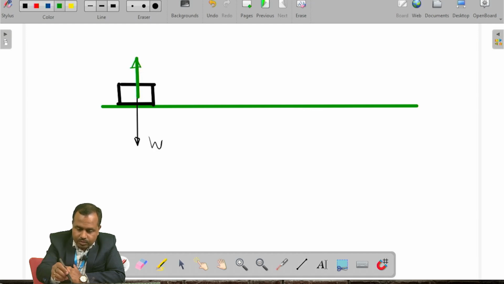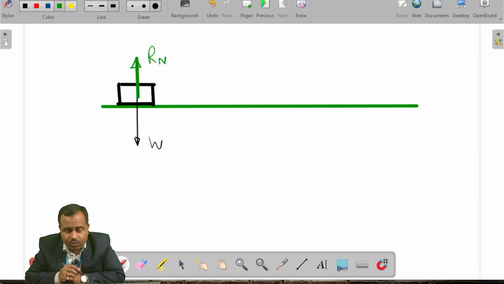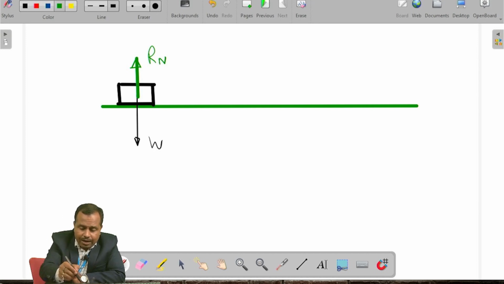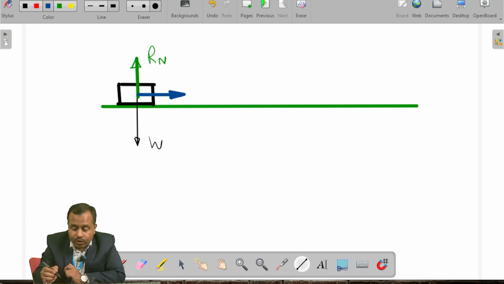So this is the normal reaction which will act towards the upward side. Now what I will do, I will apply a force of magnitude P towards the right side so that it is going to move, or I will try to move this particular object.